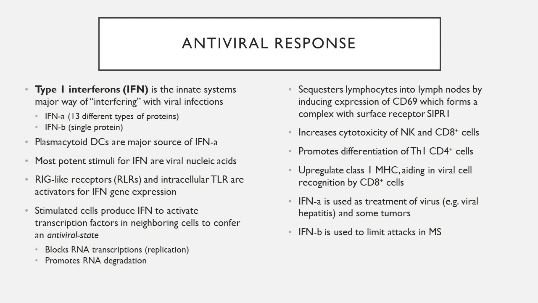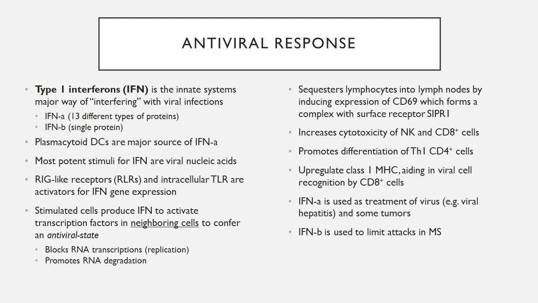Next up, we're going to talk about the innate immune system's antiviral response. So the primary mechanism for fighting against viruses is the production of type 1 interferons, also abbreviated IFN. These compounds are named so because they interfere with viral replication. There are two primary subclasses of IFNs, of which there are many subclasses, by the way, but the two we're going to be concentrating on are IFN alpha, of which there are 13 different types, and IFN beta, of which there's only a single type.